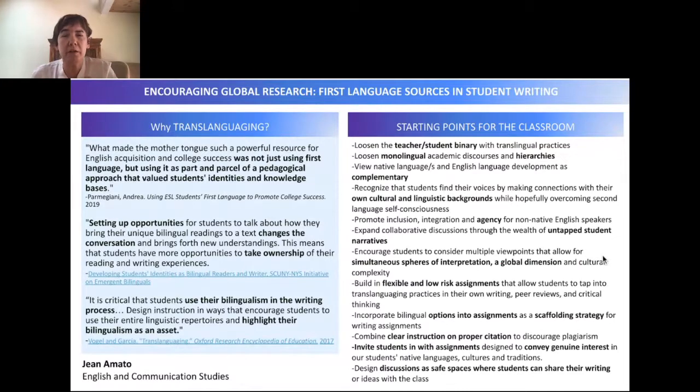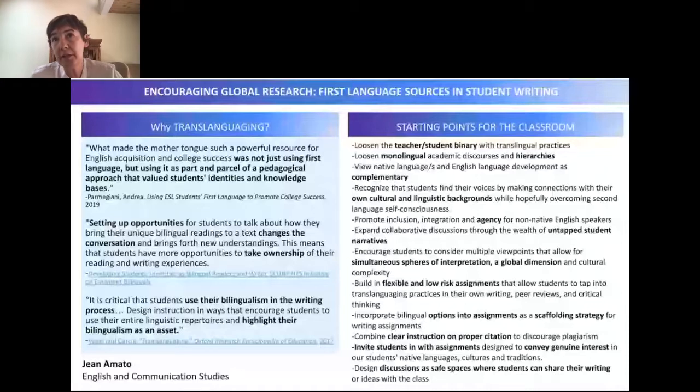But first, let me talk a little bit more about why translanguaging is so useful in the online classroom, especially. Part of it is that in online, we rely more heavily, in liberal arts at least, on discussion forums. And so the loosening of the teacher-student binary is already there. What I'm trying to do in my classes and amongst our colleagues at FIT is to loosen monolingual academic hierarchies and to show that English and one's native languages are complementary.